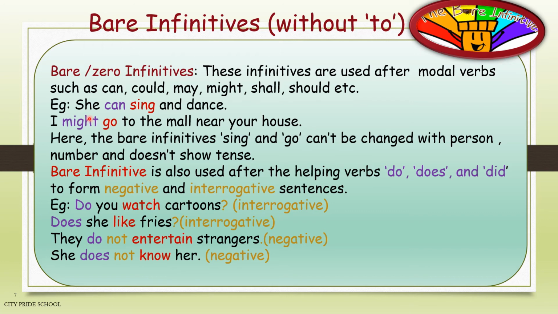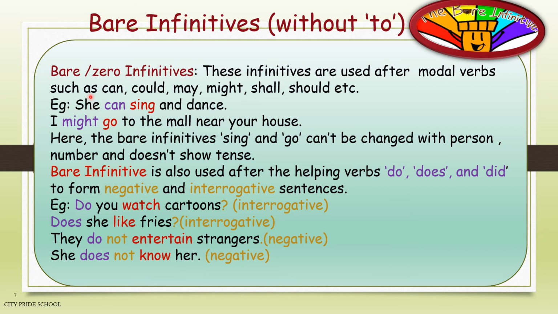You'll understand it with this example. She can sing and dance. Now, can is a modal and sing is a bare infinitive. The next example: I might go to the mall near your house. Might is a modal verb and go is a bare infinitive. Now, why are sing and go bare infinitives?